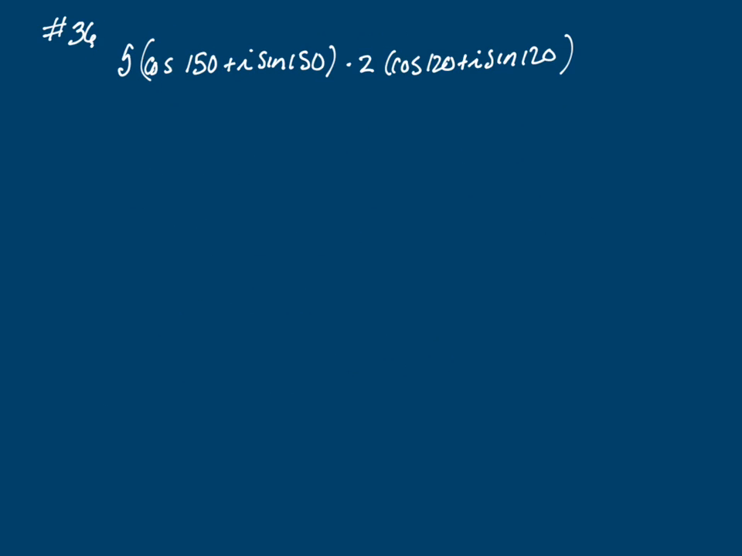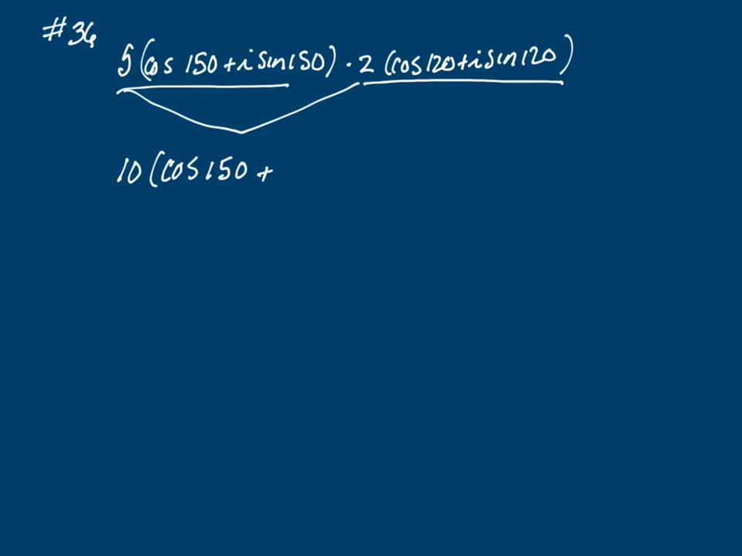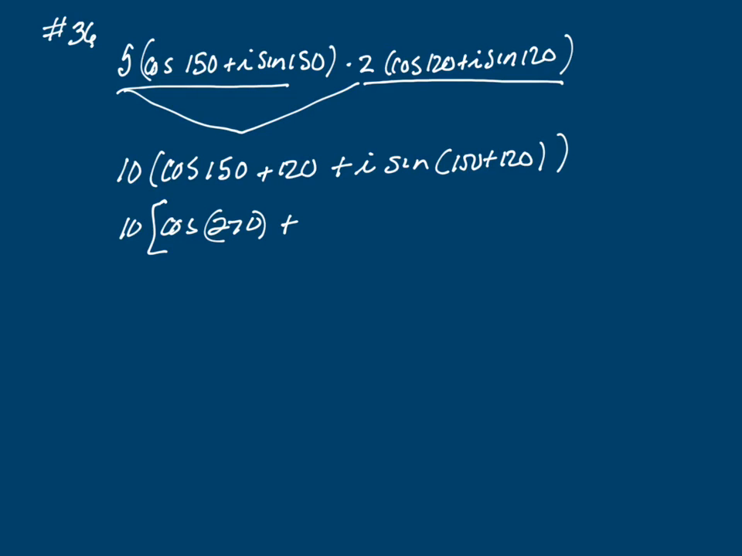We'll do one more. Number 36 wants us to multiply two complex numbers that are in polar form together. And we had a little formula for that. You would multiply the outsides together, so that would be 10. And then you would add the angles. So this would be cosine of 150 plus 120 plus i sine 150 plus 120. So you get 10 cosine of 270 plus i sine of 270.